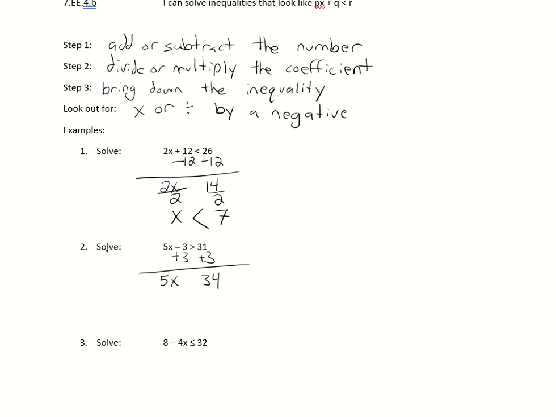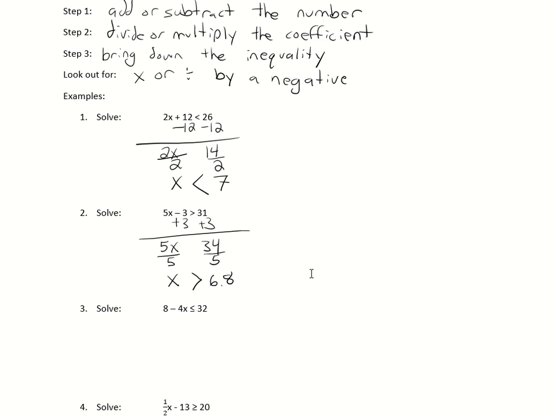Then I've got this times 5. So step 2, I'm going to divide or multiply. So since I'm multiplying the 5, I'm going to do the opposite and divide by 5. 5 divided by 5 cancels out, leaving the x. 34 divided by 5. You have a choice here now. So we can either go into decimals or we could leave it as a fraction. So this time I'm going to choose to go to the decimal. We've got 6.8. I'm going to bring the greater than sign down because I did not multiply or divide by a negative.